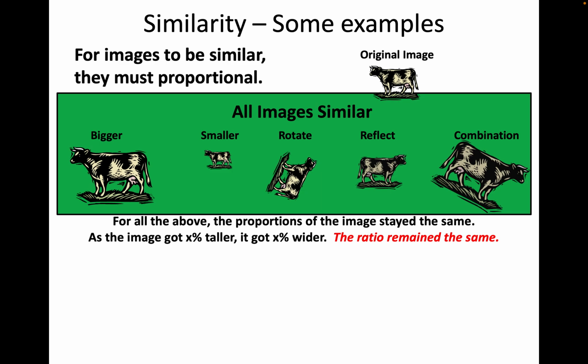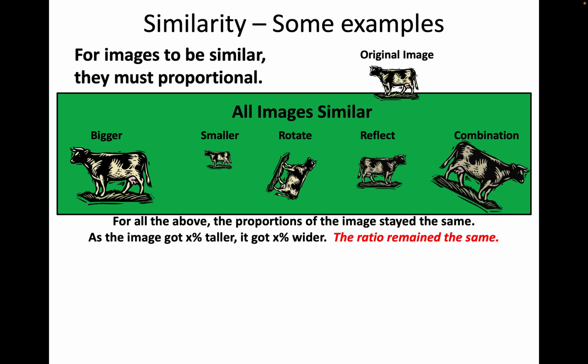But in all of those green images, all those images that I've shown so far, the ratio of the cow's height to its width is proportionate to the ratio of the height to the width in the original image. The ratio has stayed the same. The images are proportional. That's what makes things similar. They're the same shape, even though they might be different sizes or different orientations.